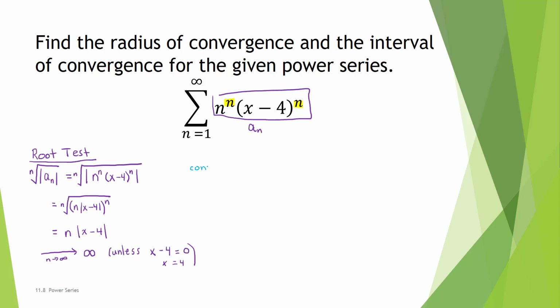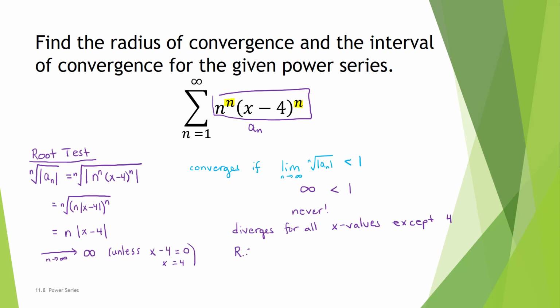As a reminder, the root test tells us that our series converges if the limit as n approaches infinity of the nth root of the absolute value of a sub n is less than 1, and our series diverges if that limit is greater than 1. Well, the limit we got for our problem is infinity. For which x values is infinity less than 1? Well, none of them, of course. So that tells us that our series diverges for all x values except the x value 4.